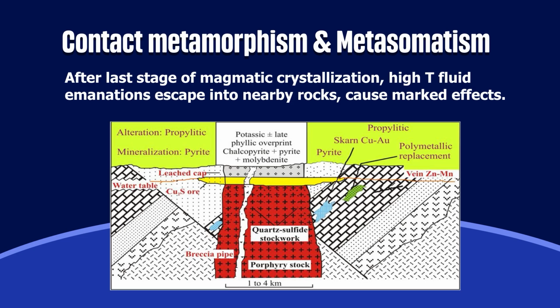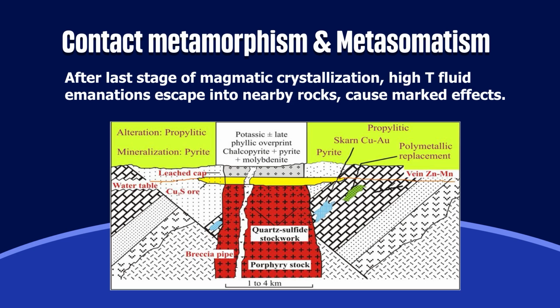Here in this diagram I am showing the porphyry copper deposit showing alteration zoning, associated skarn, replacement and vein deposits. All kinds of these features are formed by a magmatic body which is also forming a porphyry copper type of deposit which is of economic value. And you have a potassic, late phyllic overprint, chalcopyrite, pyrite, molybdenite, alteration taking place as propylitic.